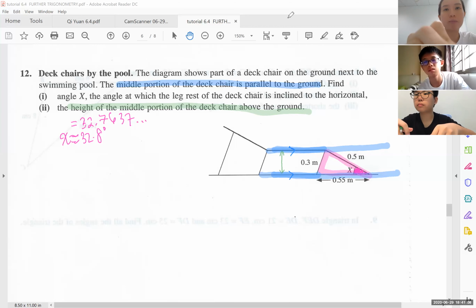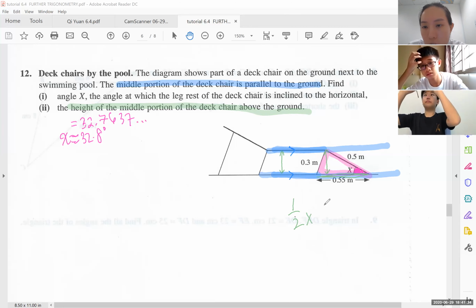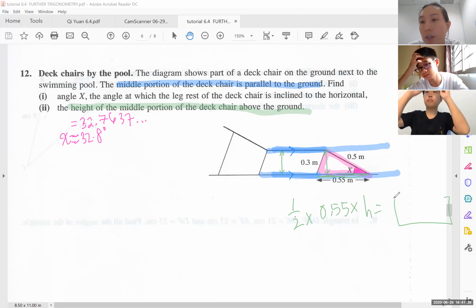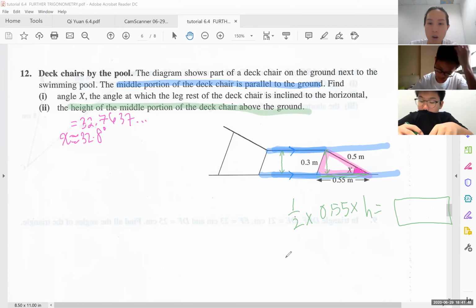Do you notice something or not? What do you notice about the height of the middle portion? Oh, it's the same as the pink color triangle. Yeah, so the height of the middle portion is actually the height of the pink color triangle, right? So you can go and find the area of the pink color triangle. Then you can use half times the base, which is 0.55, times the height, which will give you the same area that you get using half AB sine C. And with that, do you think you can find your height already for part 2? All right, let's go.